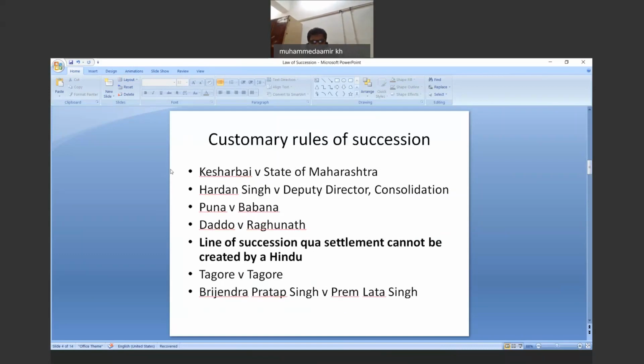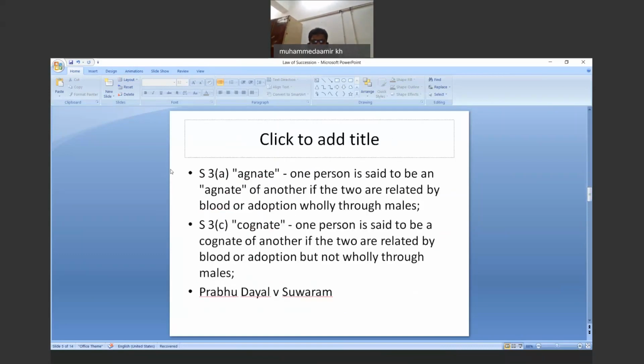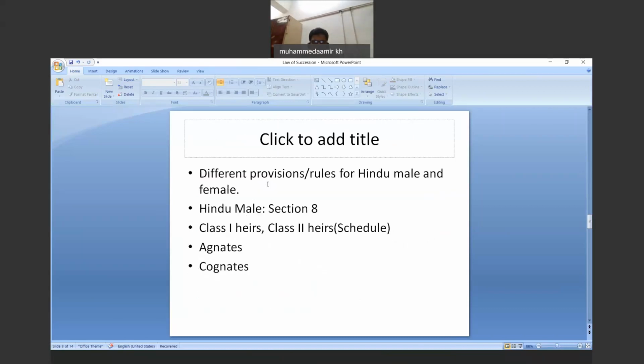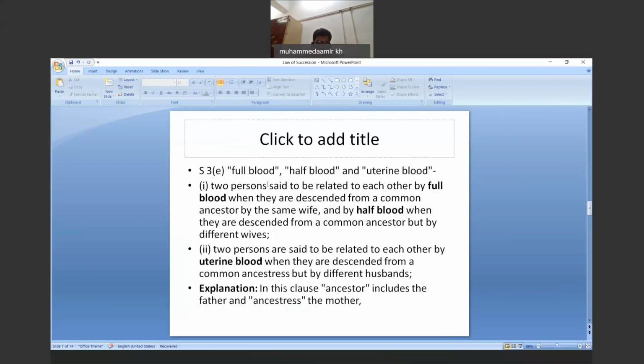So what I feel is that for today, I would like to end here. And in the next class, I will be beginning from the term agnate, and further we will be seeing full blood, half blood, and so on. And then we will be moving to the different provisions of the Hindu law of succession. So when I try to check the law of succession, okay, we have done with intestate succession. Dear students, are you able to get it?